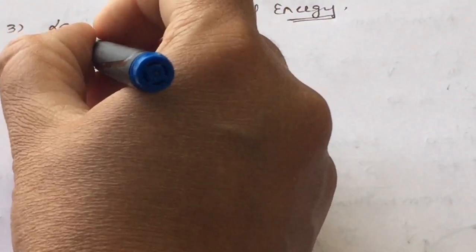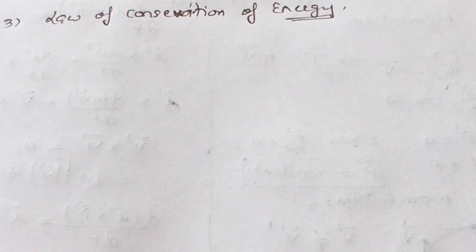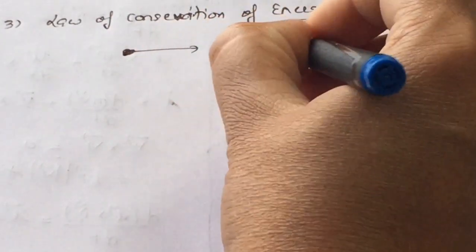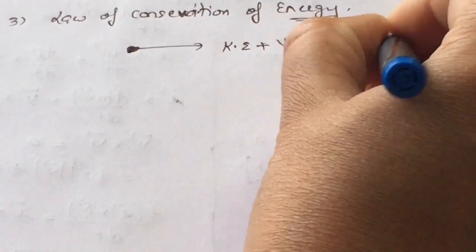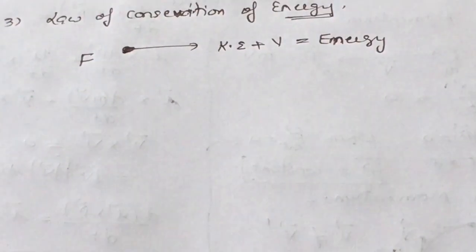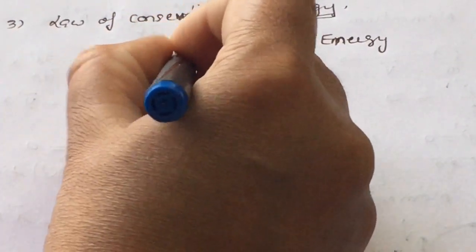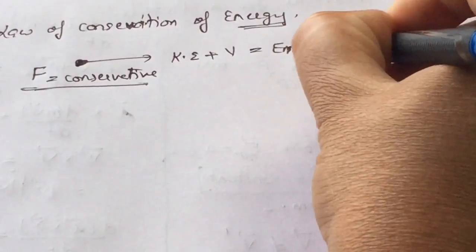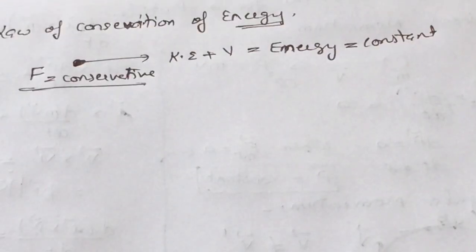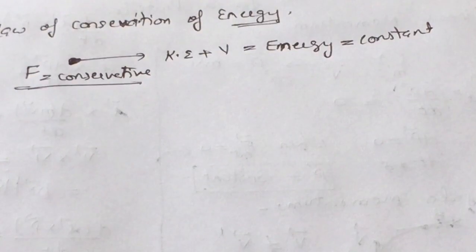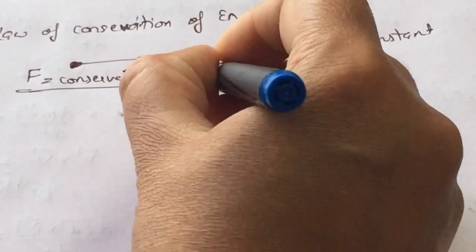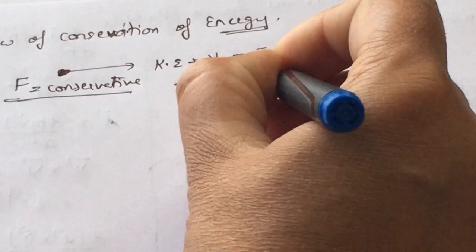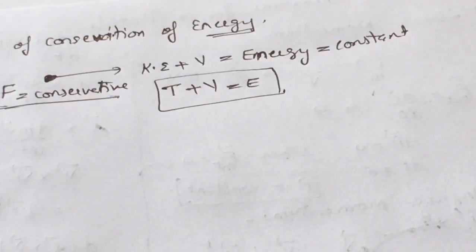In our case, if a particle is moving, it is changing its kinetic energy as well as potential energy. Then the total energy of the particle is constant only when the applied force on the particle is conservative. If the applied force on the particle is conservative, only at that condition the energy of the particle remains constant. In our further discussions and mathematical calculations, we will symbolize kinetic energy with T and potential energy with V, and E is the total energy.